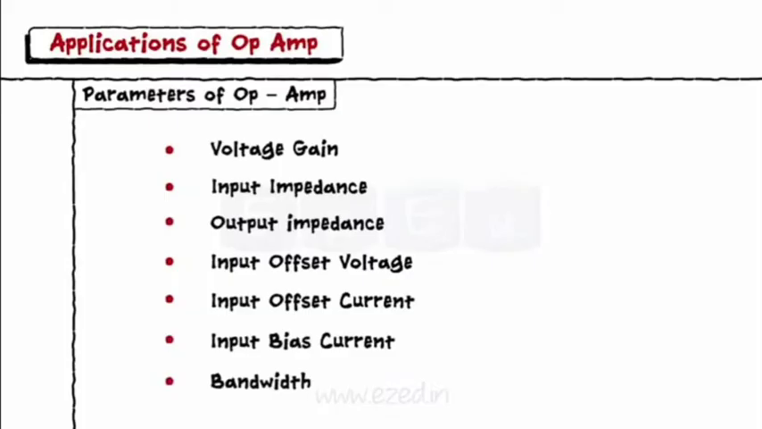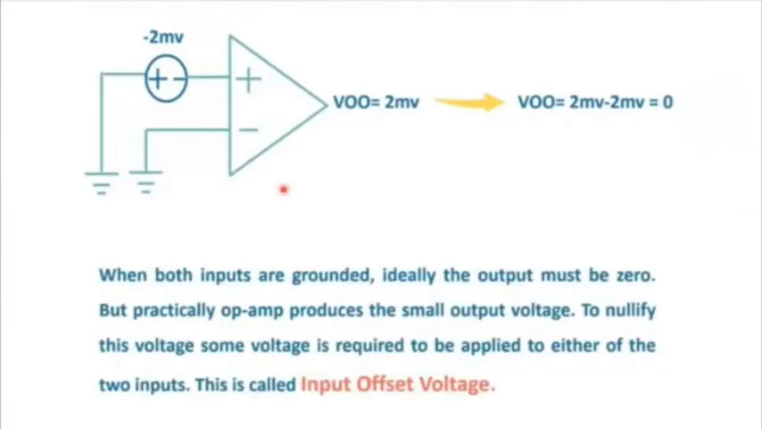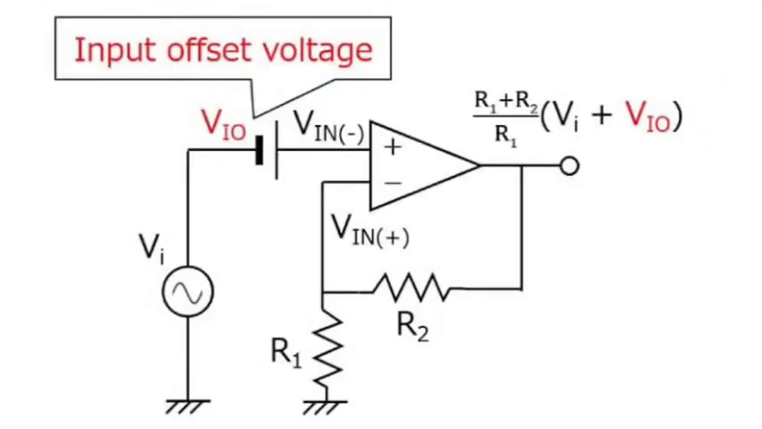They are classified into more types: voltage gain, input impedance, output impedance, input offset voltage, input offset current, input bias current, and bandwidth. First, the input offset voltage. When both inputs are grounded identically, the output must be zero, but practically an op-amp produces a small output. To nullify this, some voltage is required to be applied to the input. This is called input offset voltage.